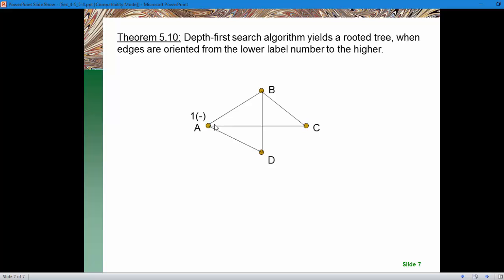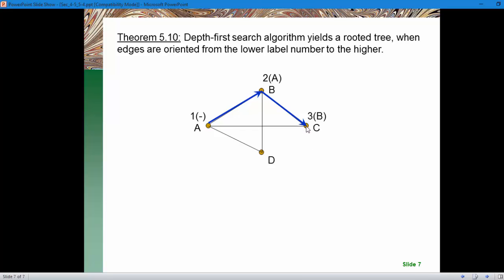And from A, then we look at the adjacent vertices and we pick one. So let's pick alphabetically. We have the choice of B, C, or D, but let's pick B. When you go to B, you're going to label that as 2A. And you keep going. From B, you have the choice of C or D. Let's pick alphabetically. Let's go to C. And we're going to label that as 3B.